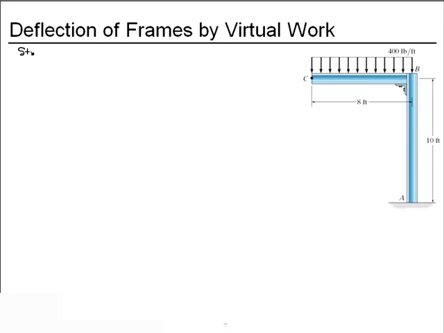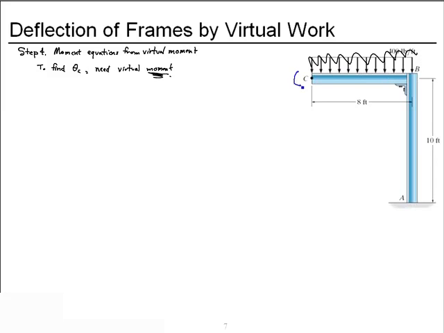Step 4, we said, is to find the moment equations from application of the virtual moment. And why do we do that? To find the slope at C, we need to apply a virtual moment, not a virtual force. So again, we remove the real load and apply a virtual couple moment at C of magnitude 1.